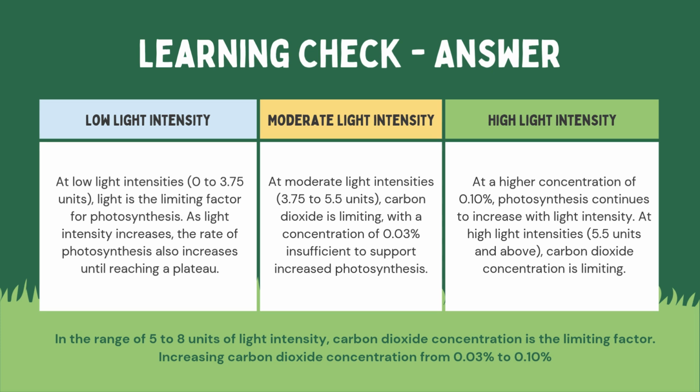As light intensity increases, the rate of photosynthesis also increases until reaching a plateau. At moderate light intensities, 3.75 to 5.5 units, carbon dioxide is limiting, with a concentration of 0.03% insufficient to support increased photosynthesis. At a higher concentration of 0.10%, photosynthesis continues to increase with light intensity. At high light intensities, 5.5 units and above, carbon dioxide concentration is limiting.